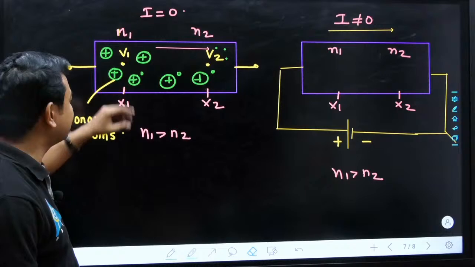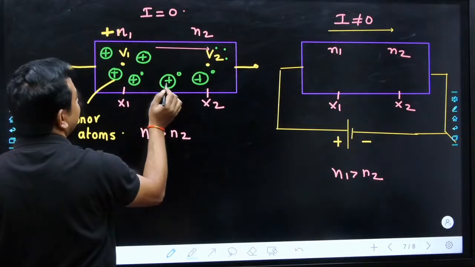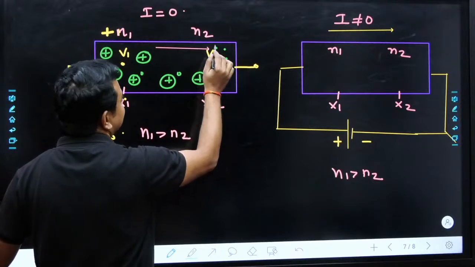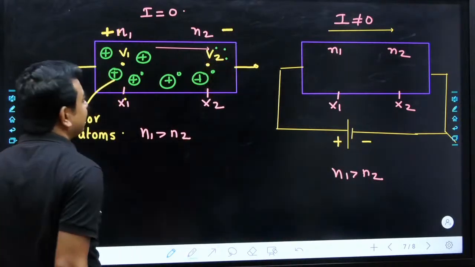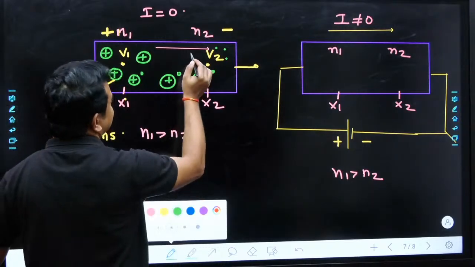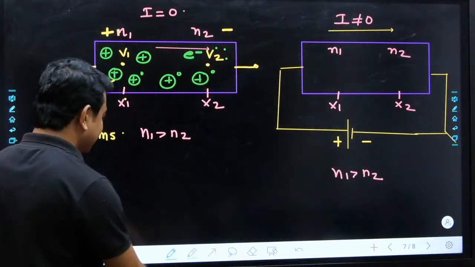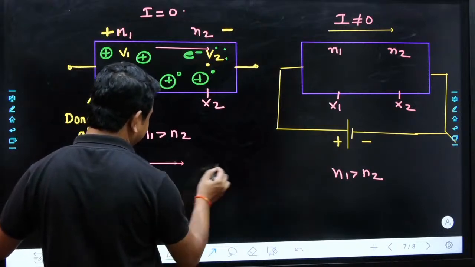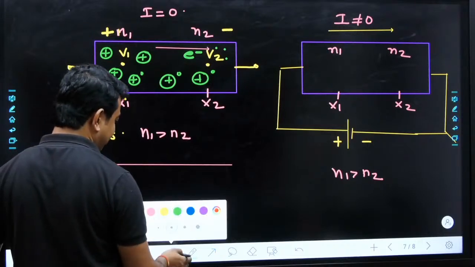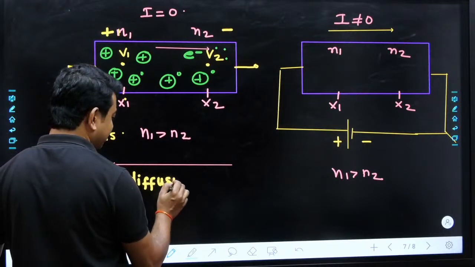So, what will be the charge on this side? On this side we are having the positive charge, because these two are neutrals and we are having positive, positive, positive, that means 3 positive charges. On the other side, these two are neutrals, and we are having negative, negative, negative, that means we are having a negative sign here. So, electrons are moving in this direction. What is the direction of diffusion current? Diffusion current always flows in the opposite direction to the direction of movement of electrons. So, in this semiconductor, this is the direction of diffusion current.